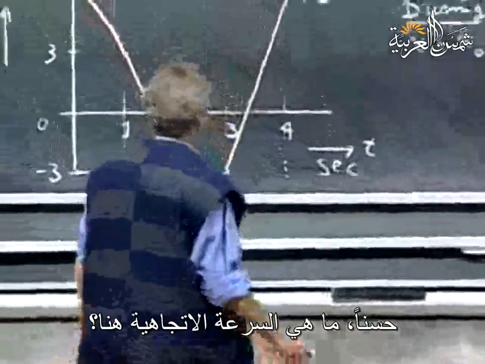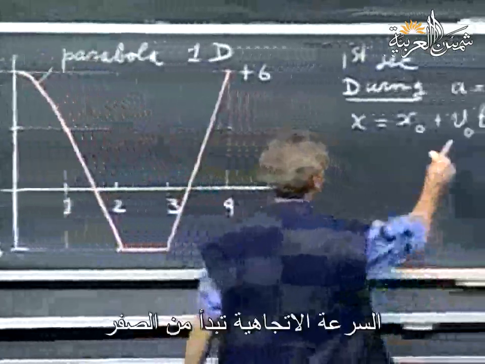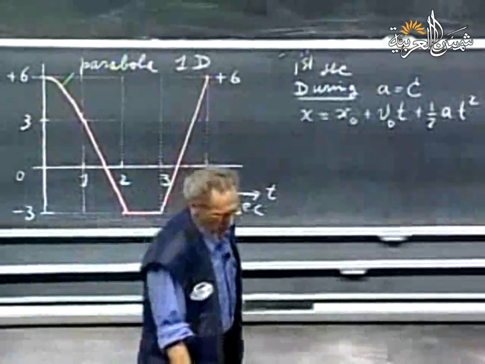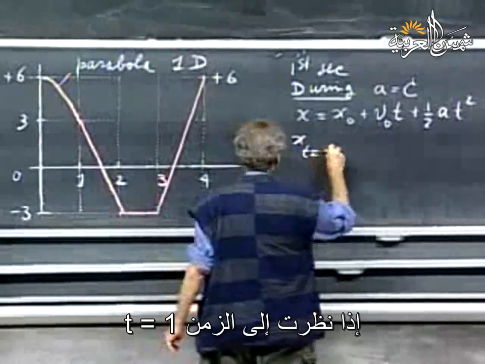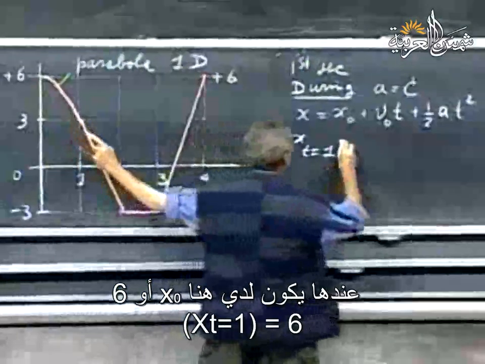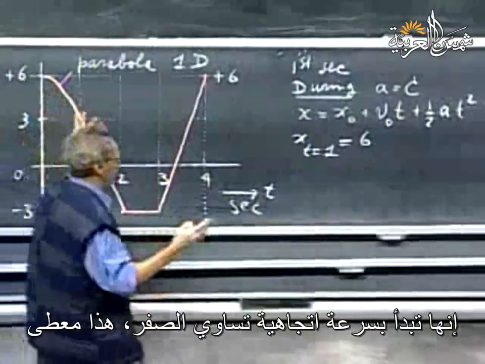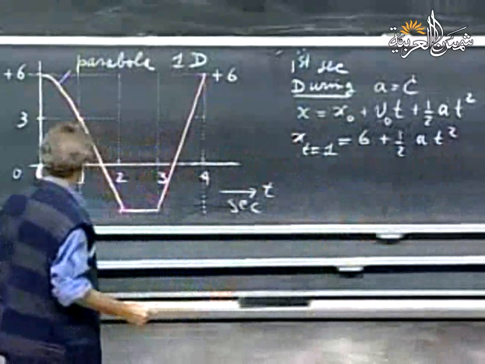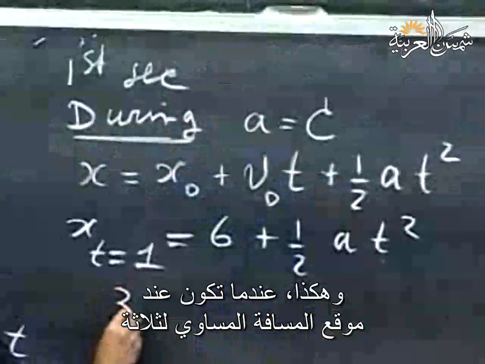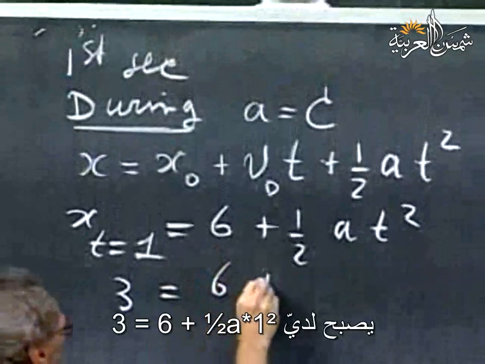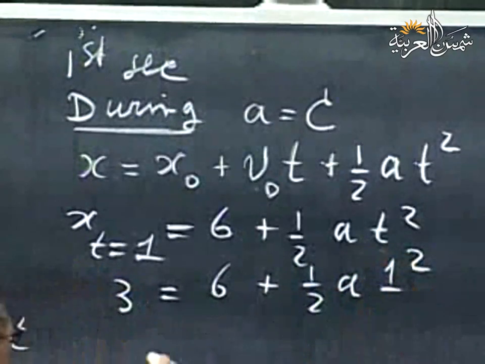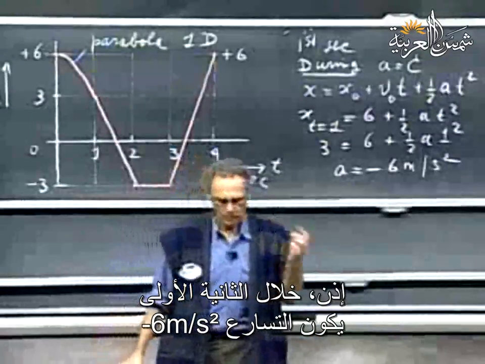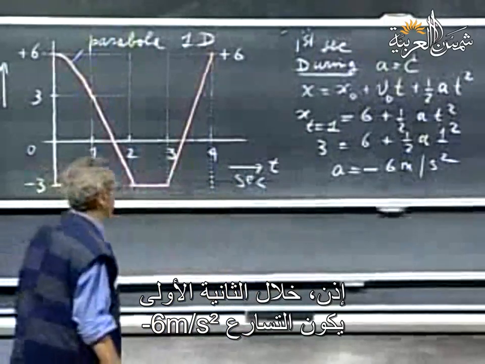All right. What is the velocity here? The velocity starts out to be 0, and the velocity here is not 0 anymore. If I look at time t equals 1, then I have x0 was 6. It starts out with velocity 0, that's a given. And I get plus 1/2 times a t squared, but this is only 1 second. And so when it is at 3, I have 6 plus 1/2 a times 1 squared, and so you find that a equals minus 6 meters per second squared. So during this first second, the acceleration is minus 6 meters per second squared.